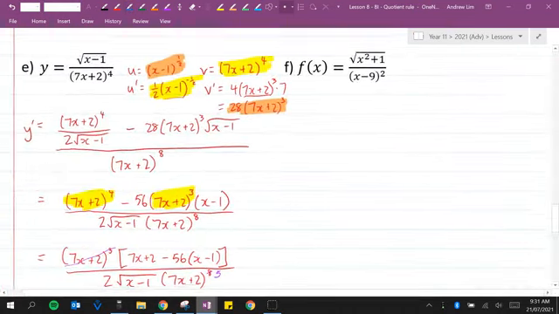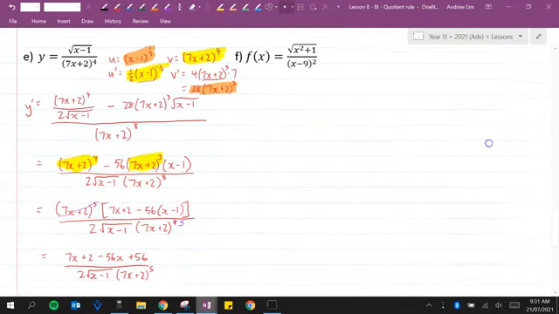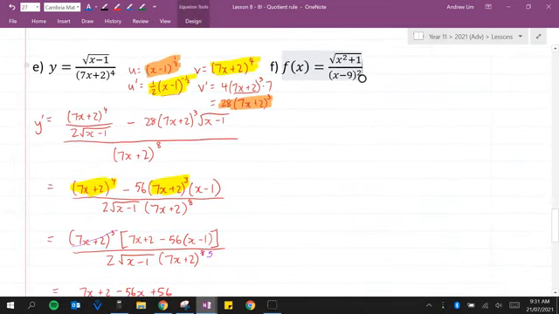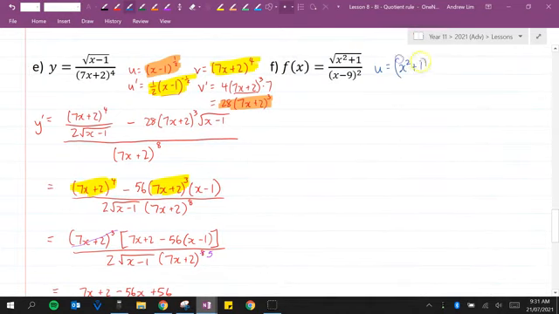Let's have a look at question F. So question F here, we've got f of x is equal to root x squared plus 1 over x minus 9 squared. So u is equal to x squared plus 1 to the power of half, and v is equal to x minus 9 squared. So u dash, bring down the power, x squared plus 1 minus power by 1, but we need to times it by the derivative of what's inside the brackets because we need to use the chain rule. And when we differentiate that with respect to x, we get 2x.